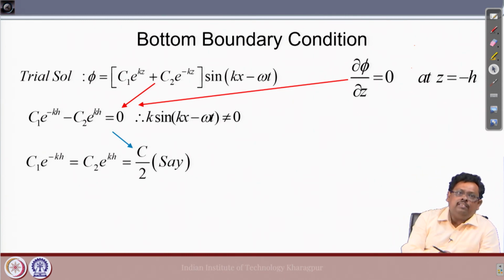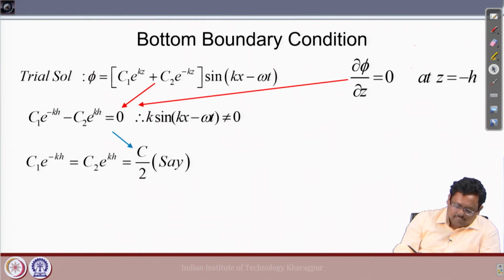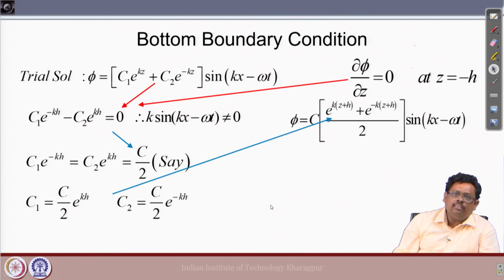So, I am taking C1 e to the power minus kh equal to C2 e to the power kh, and both are equal to some C by 2, and from here I can get the values of C1 and C2. So, I get C1 equal to C by 2 e to the power kh, and C2 equal to C by 2 e to the power minus kh. Now I know the value of C1 and C2, so definitely I am going to substitute over here.